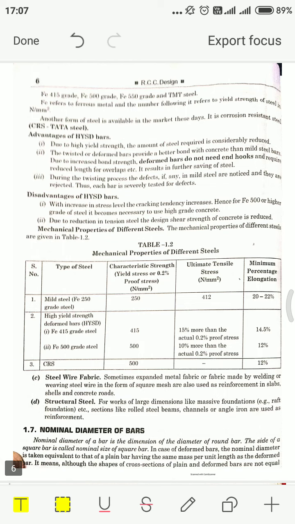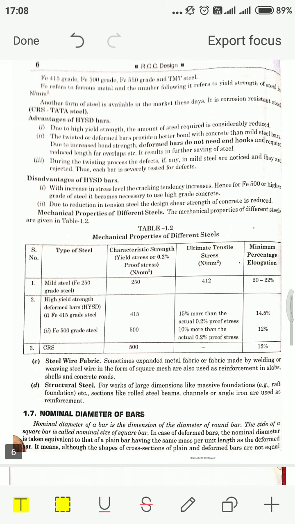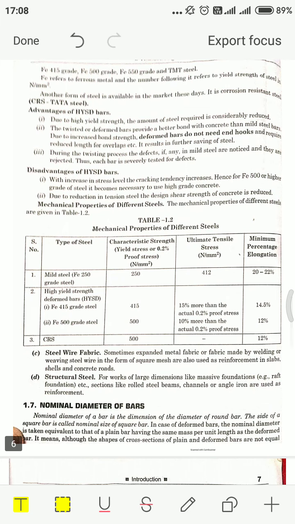What are the disadvantages of HYSD bars? With an increase in the stress level, the cracking tendency increases. Hence, for Fe500 or higher grade of steel, it becomes necessary to use high grade concrete. Due to the reduction in the tensile or tension steel, the design shear strength of the concrete is reduced.